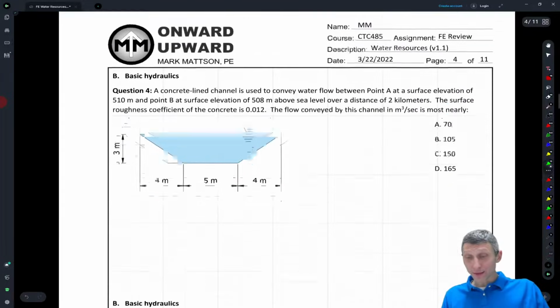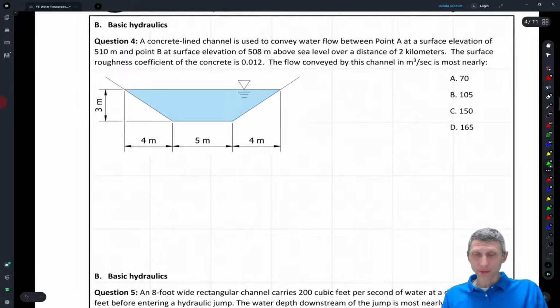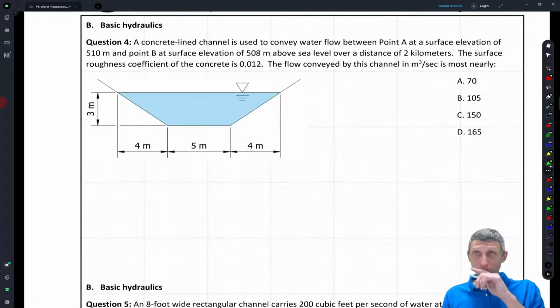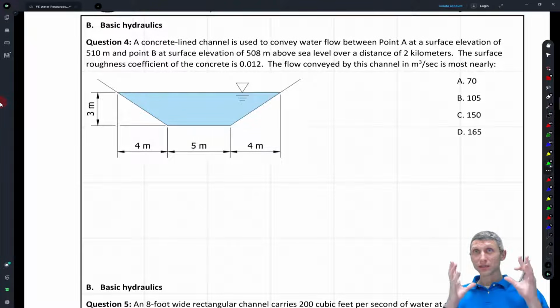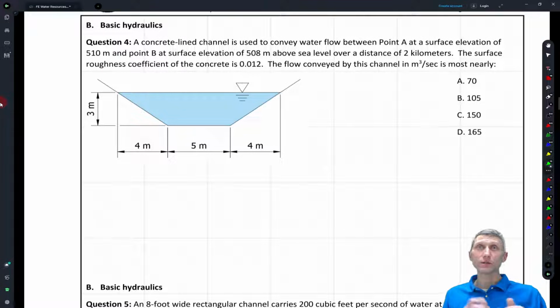So let's keep going. Question 4: a concrete-lined channel is used to convey water flow between point A at a surface elevation of 510 meters and point B at a surface elevation of 508 meters above sea level over a distance of 2 kilometers. The surface roughness coefficient of the concrete is 0.012, and this 0.012 is one of those values that should set off triggers in your mind as to what you need to do here. The question then goes on to ask: the flow conveyed by this channel in cubic meters per second is most nearly what?